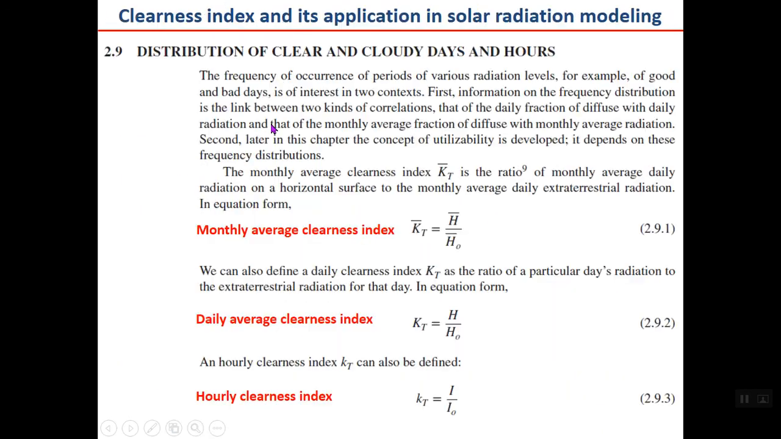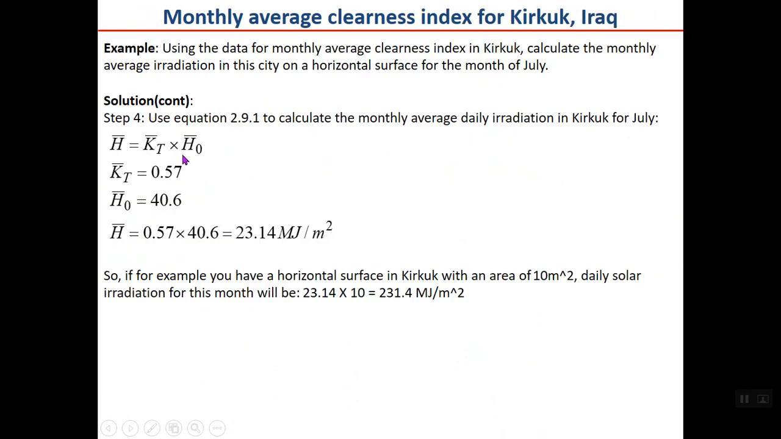So the next step, step 4, is use equation 291. This was equation 291, if we remember. We want to calculate H bar. You have KT now for Kirkuk, you have H0, so it's enough just to multiply them. H bar is KT multiplied by H0. KT is 0.57. H0 from table is 40.6. So H bar will be 23 megajoule per square meter, and this is the horizontal irradiation in Kirkuk in the month of July per day from sunrise to sunset.